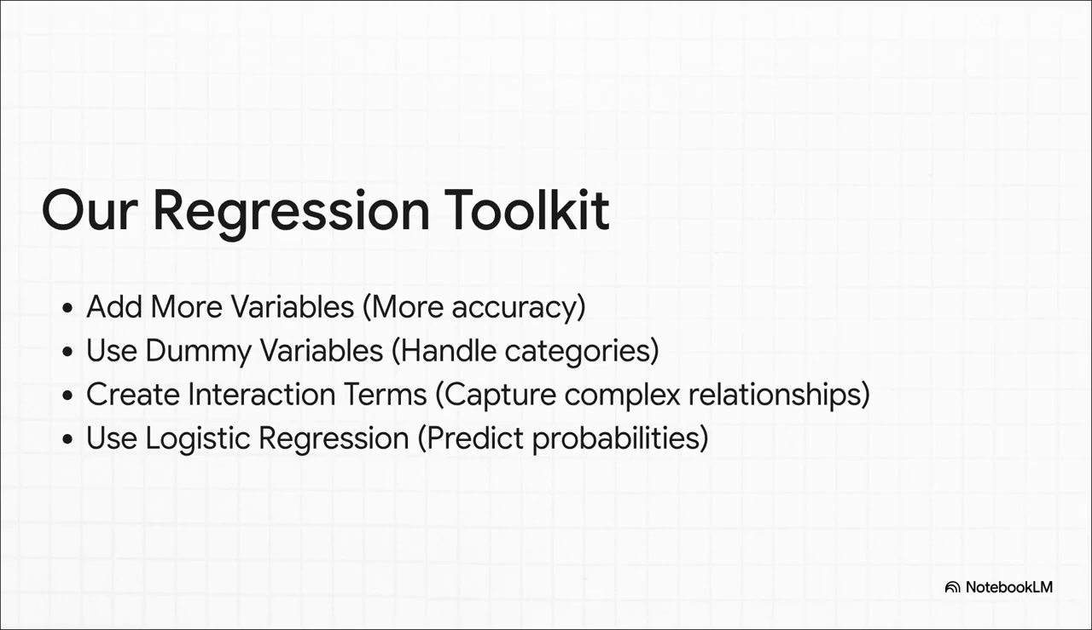We learned to add more variables for much better accuracy. We used dummy variables to handle categories like city or rural. We created interaction terms to capture those complex, real-world relationships. And finally, we adapted the whole machine to predict probabilities. You see how each step was just a logical extension of the last one?